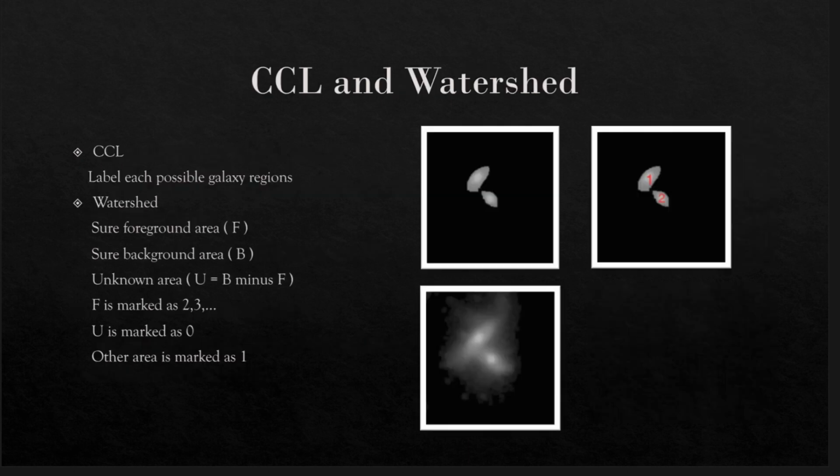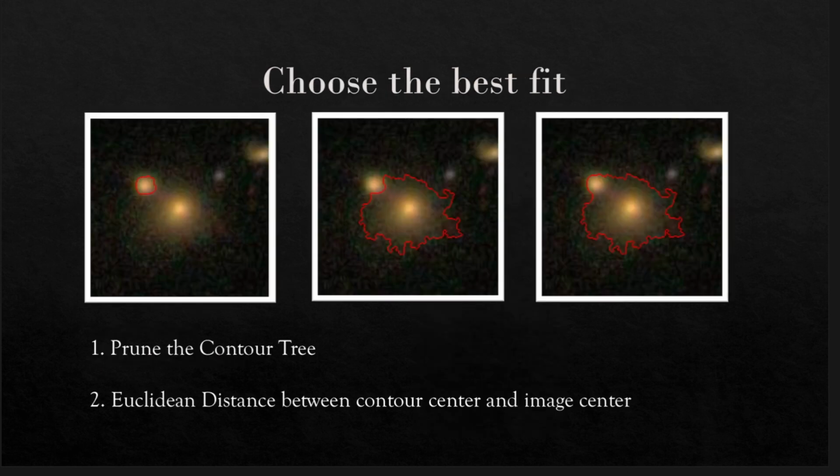Here is the result. After thresholding, the top image is generated with a higher threshold, which is used as the sure foreground for watershed. The bottom image is generated with a lower threshold, used as the sure background. And I use the connected component method to label the top image. After watershed, we can actually get a bunch of contours, so we have to choose the best fit for the target galaxy. Here I'm going to organize the contours in a tree structure.